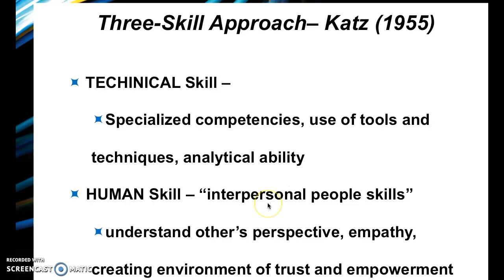A second skill is the human skill, which involves interpersonal people skills, and you probably recognize this from ALEC 102. This is the center of ALEC 102, and this is, again, skills to communicate, understand others' perspectives, empathy, trust, empowerment, and those human skills are a vital part of leading people, motivating and influencing others.